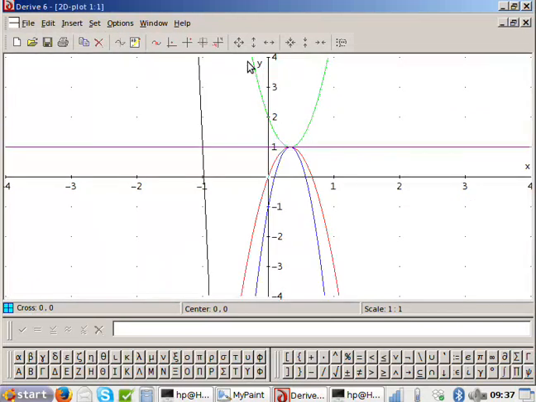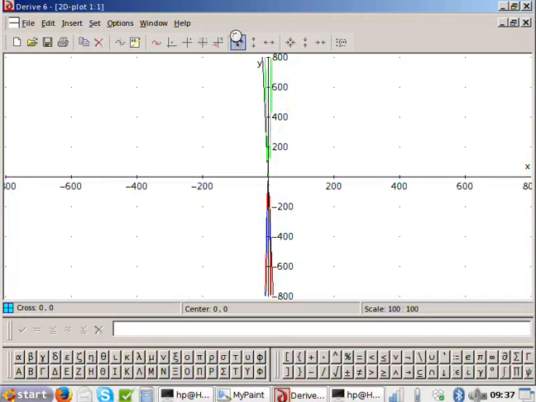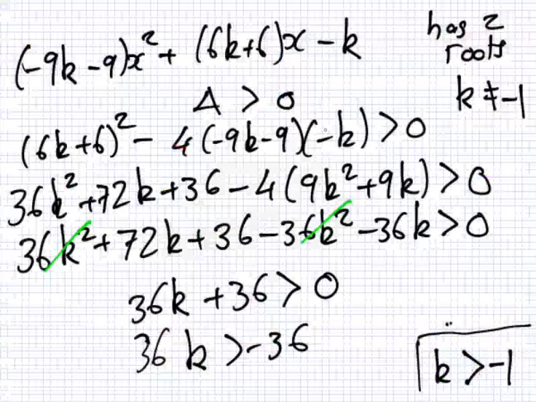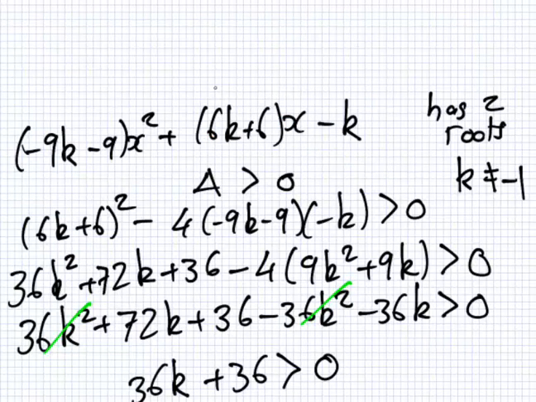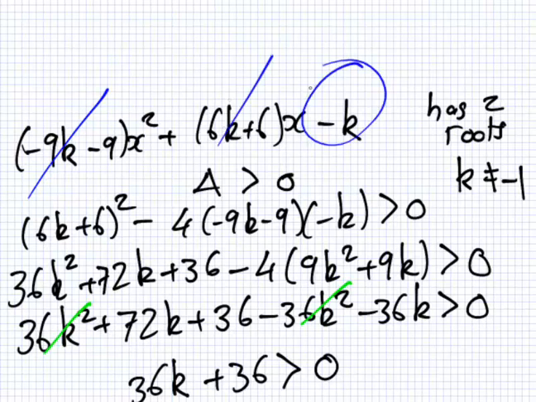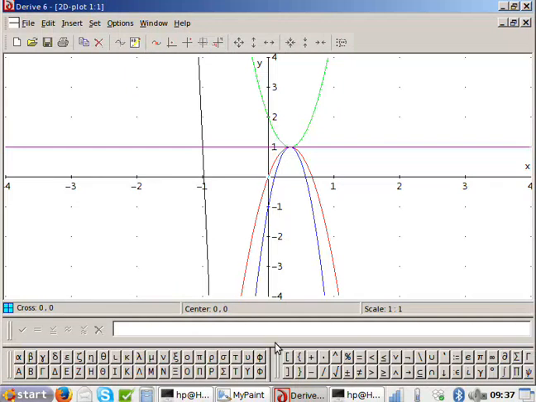Can I go to the next example now? Yep, okay. So this here has two roots. So we know that the discriminant should be bigger than 0. We also know that k should not equal what? Yeah, shouldn't equal minus 1. Okay, let's see what we can say. b squared minus 4ac should be positive.